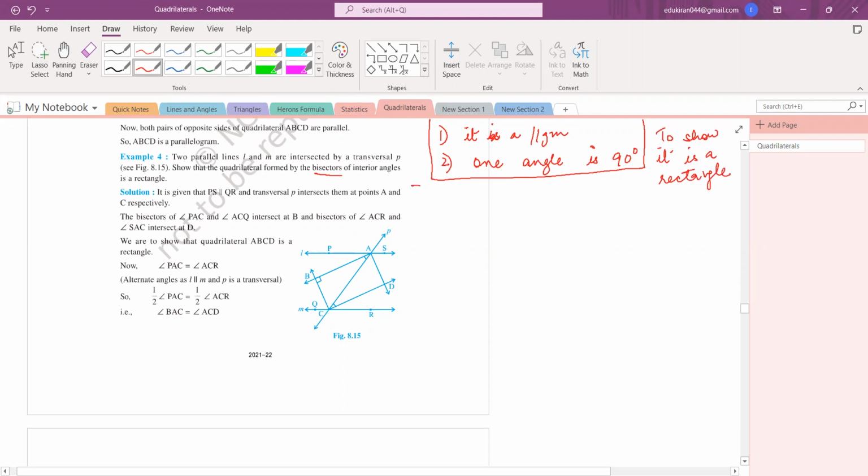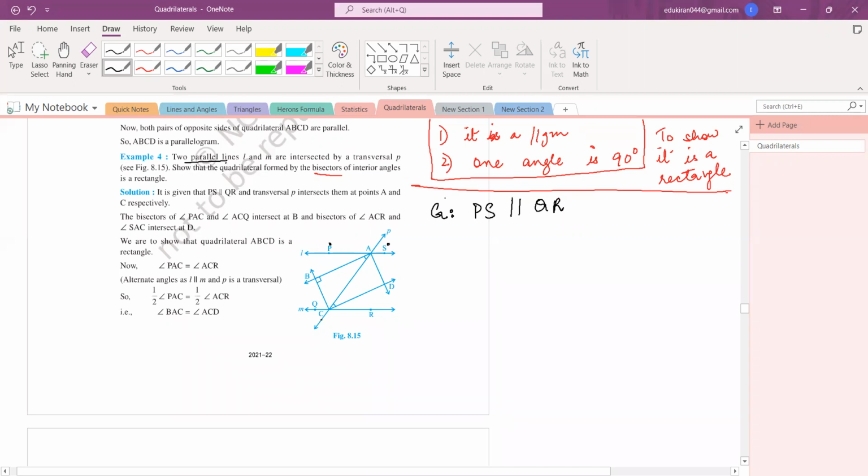Okay, so this much you have to show. Let's do the question now. What is given to you? It is given that PS is parallel to QR, because L and M are parallel lines, it is already given in the question. So that means PS and QR are parallel.